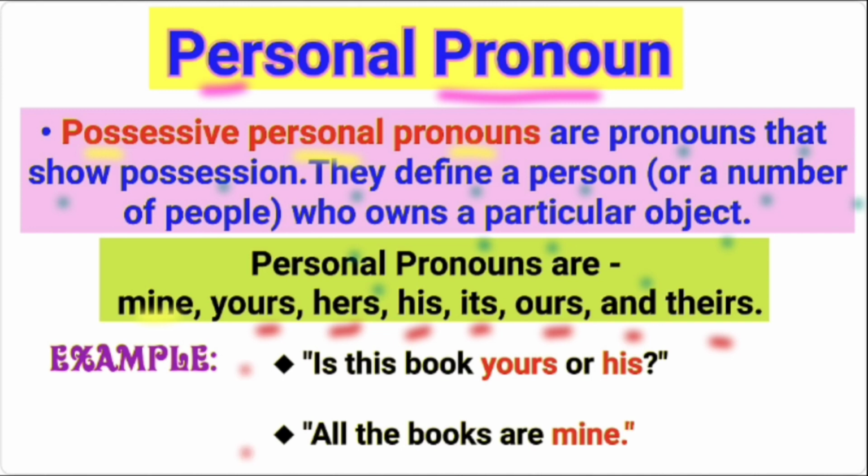And here are two sentences for you. The first one: is this book yours or his? Yours and his are in red color to show you that these are personal pronouns. The second: all the books are mine. Mine is a possessive personal pronoun here.